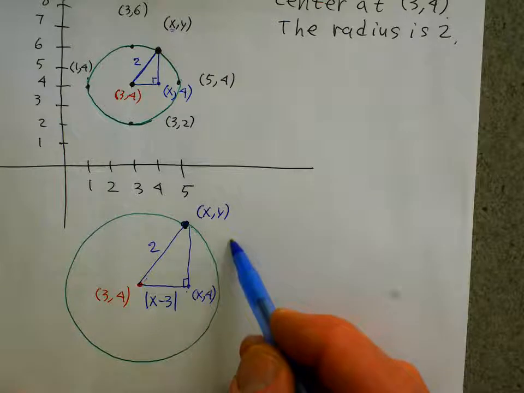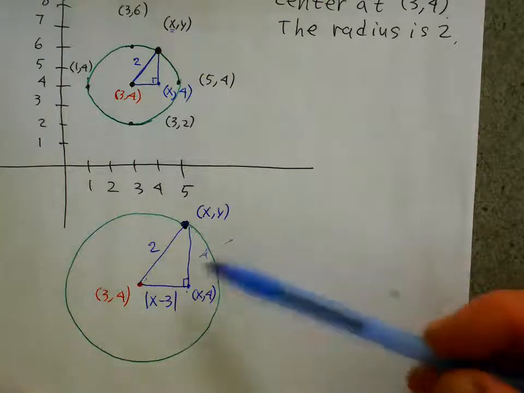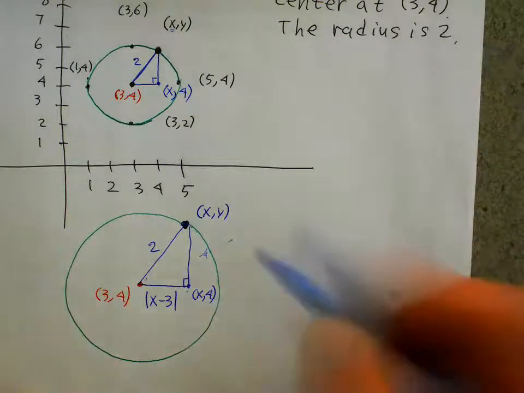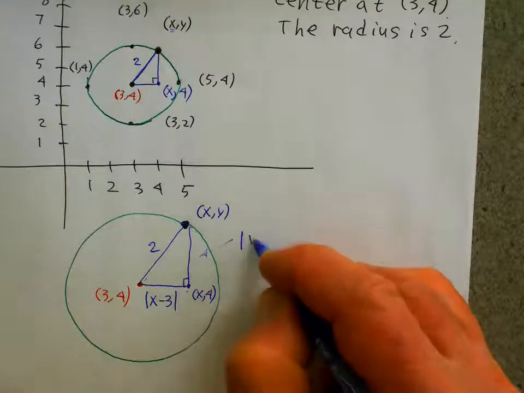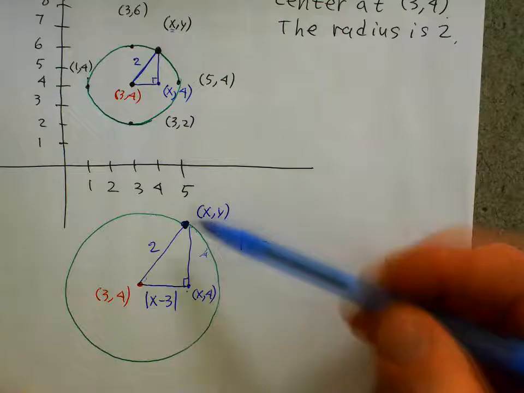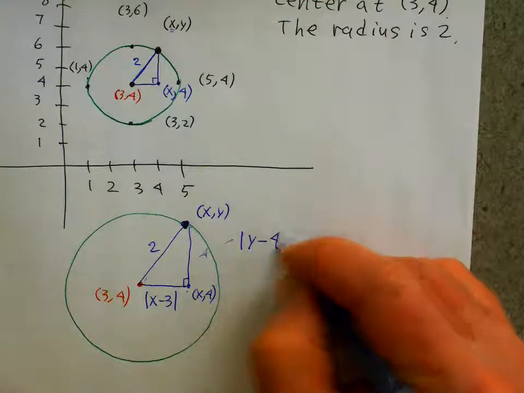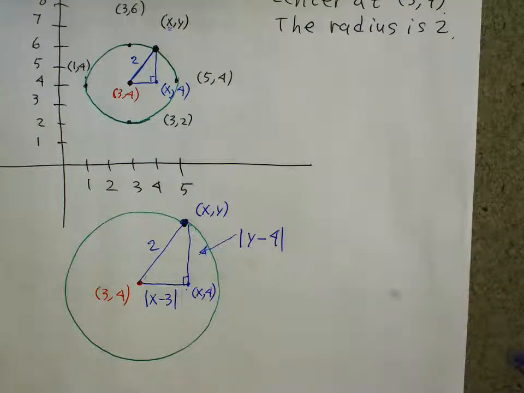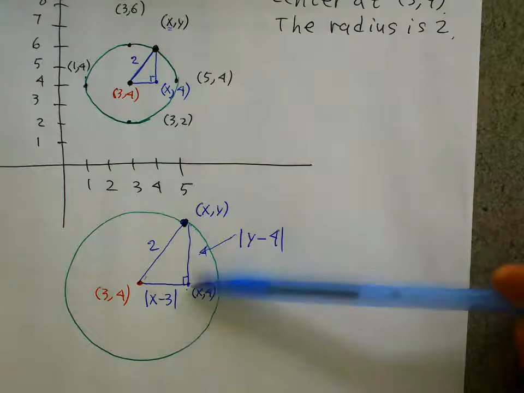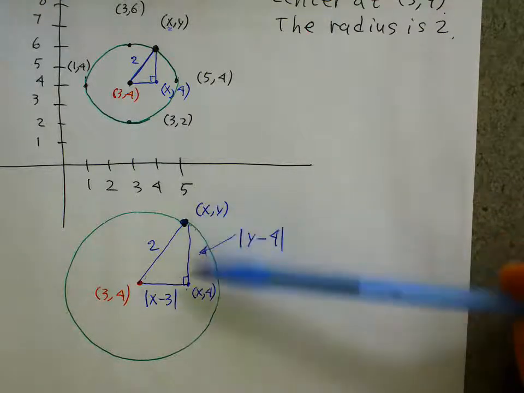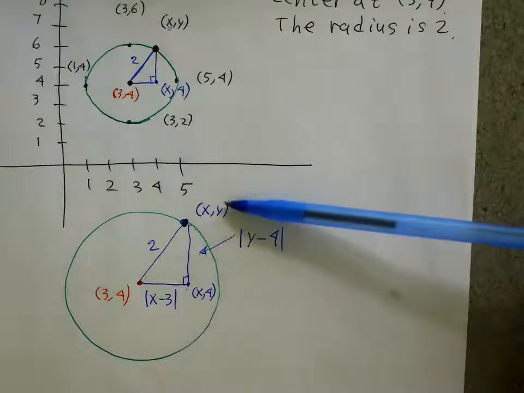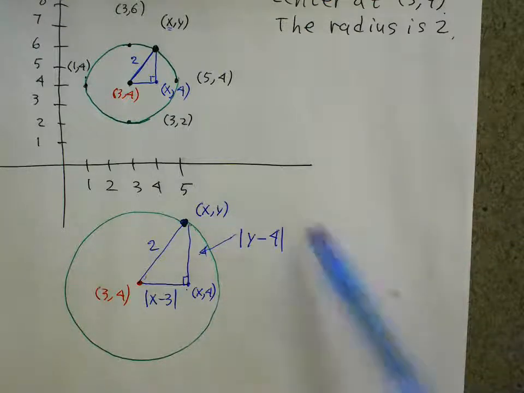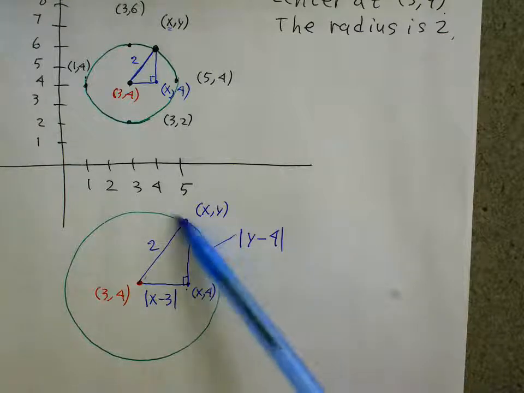Okay, what about the vertical side? The length of this vertical side can be represented by the absolute value of y minus 4. Right, it's the change in the y-coordinates. A vertical movement in the xy plane is a change in the value of the y-coordinates. But y just represents the y-coordinate of any point on the circle.